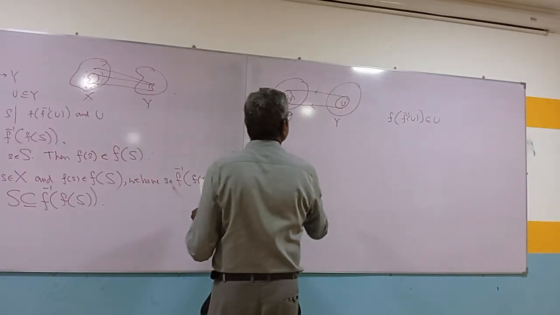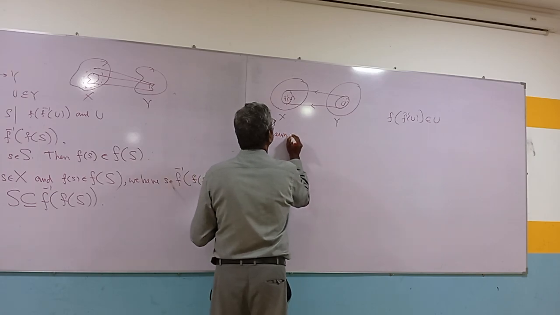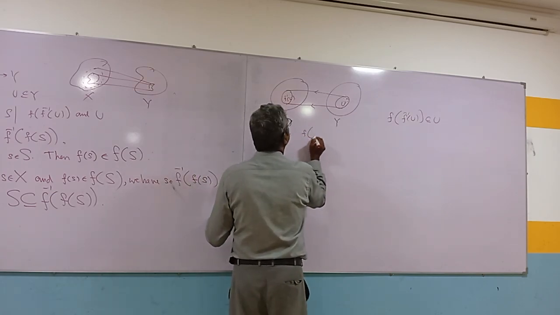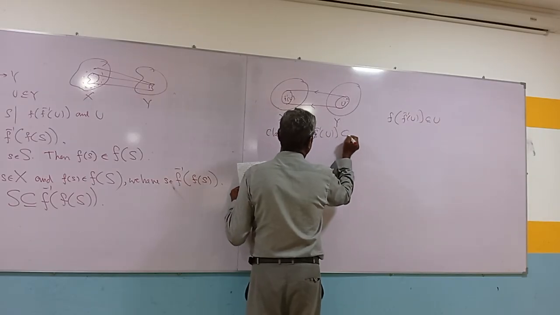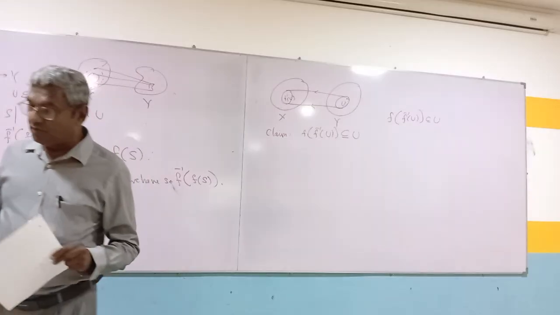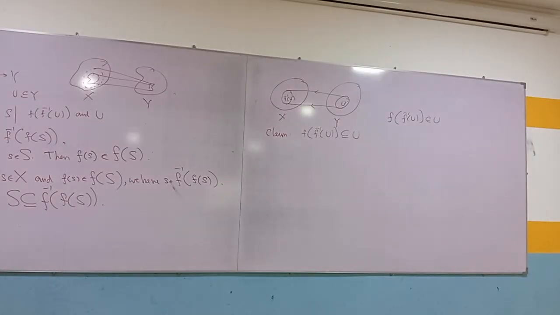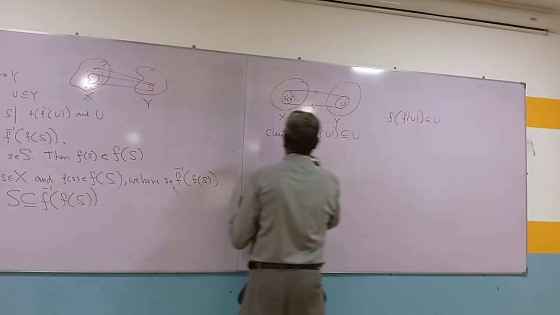Okay, now we claim: f of f inverse U is a subset of U. What you said is very good, because the most important thing is not writing the proof. Of course you have to learn to write proofs, that's how your logical thinking comes out. You have to think correctly, and you did. Okay, now the proof.